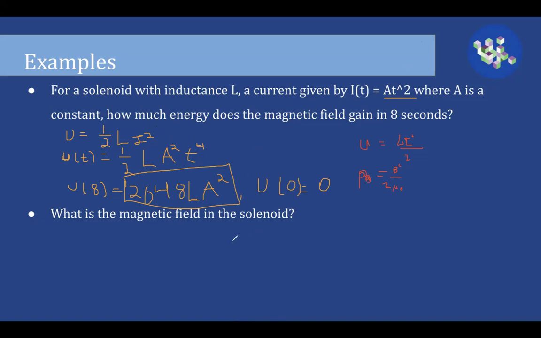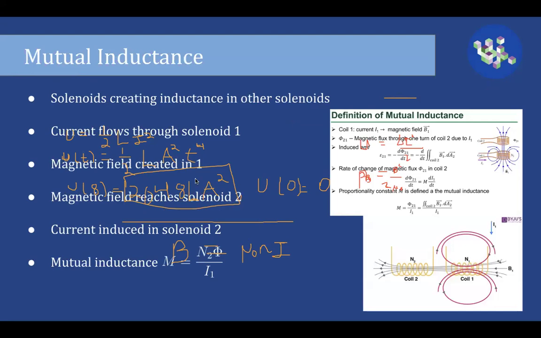All right. Magnetic field in a solenoid, this is very simple. B equals mu 0 N I. Any questions? Not. We can move on to mutual inductance.